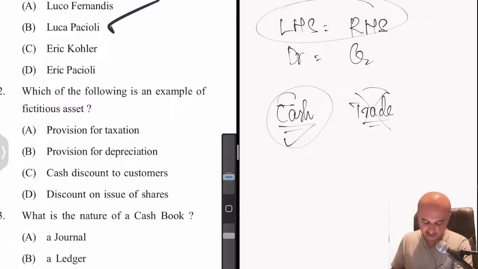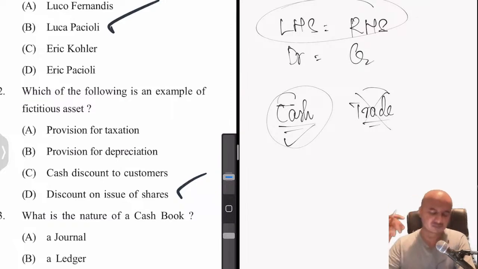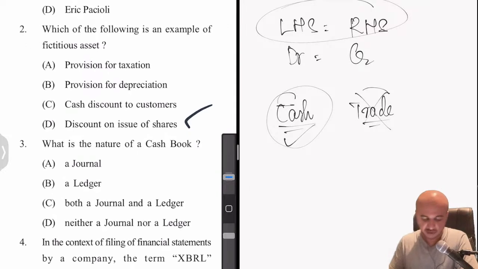The only thing which is a balance sheet item here is discount on issue of shares. But again, the institute shouldn't have asked this question, because now we don't even have discount on issue of shares. Earlier, discount on issue of shares was allowed, but now we no longer have that provision at all. We cannot issue shares at a discounted price. Either you can issue shares at its regular price, that means par value, 10 rupees face value, 10 rupees issue price. Whereas in case of premium also you can do.